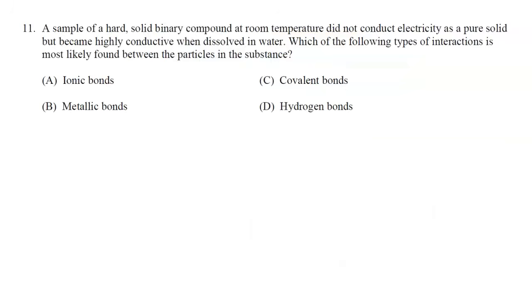Now let's take a look at question 11. Question 11 says, a sample of a hard solid binary compound at room temperature did not conduct electricity as a pure solid, but became highly conductive when dissolved in water. Which of the following types of interactions is most likely found between the particles in the substance?